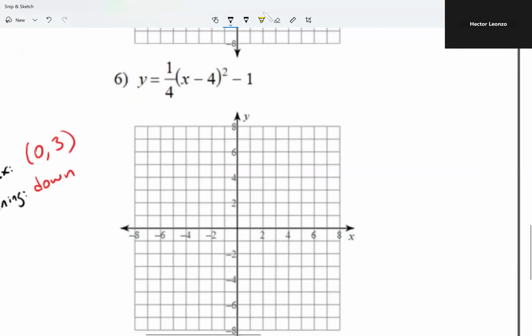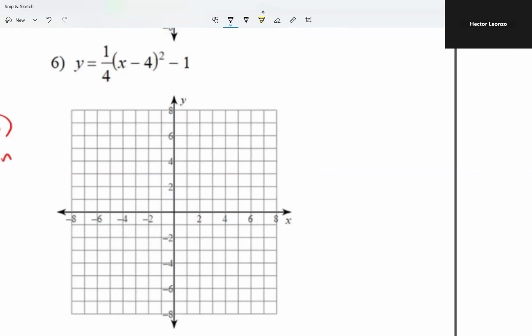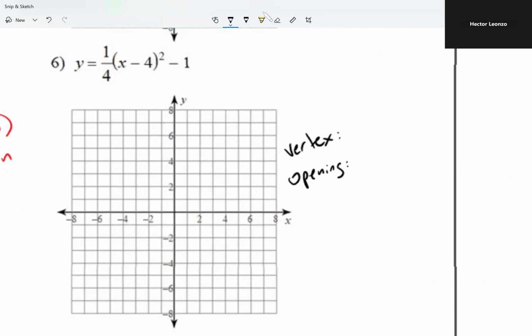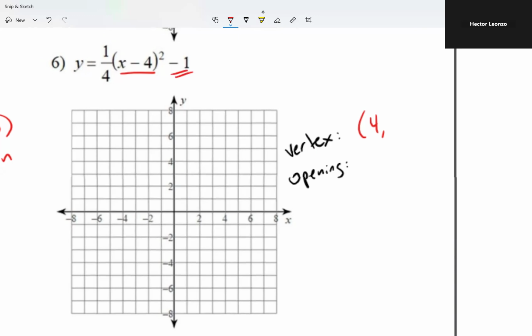And then question number 6. Remember, at this moment, I'm looking for the vertex and the opening. So for the vertex, I see inside the parentheses, there's a -4. So my x value is +4. Gotta switch the signs. For my y value, it's a -1. Remember, I only switch the sign on the x value.